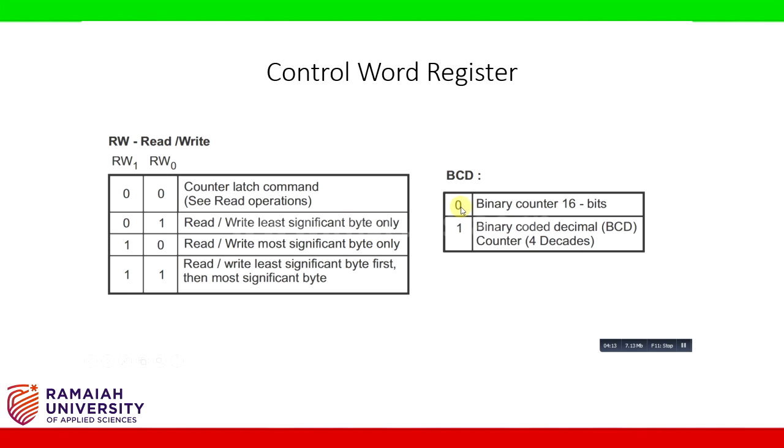Usually the BCD bit will be 0, that is when it is in 0 position, the binary counter 16 bits is selected. If it is 1, binary coded decimal, BCD counter 4 decades is selected.